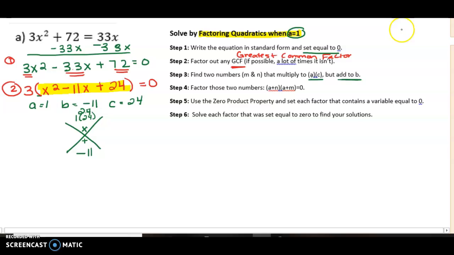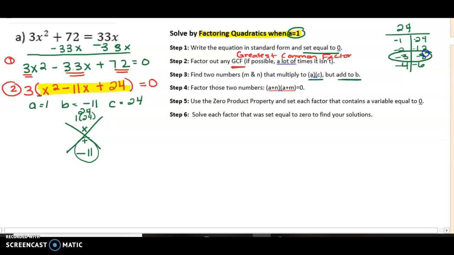Okay, so I'm going to go over here and I'm going to find all the factors of 24. So I have 1 and 24, 2 and 12, 3 and 8, 4 and 6, and then the other way around. Okay, so if I look at this, they multiply to be a positive number and they add to be a negative number, which tells me both of them have to be negative. Okay, so I want to know, if I make both of these negative, which ones add to negative 11?